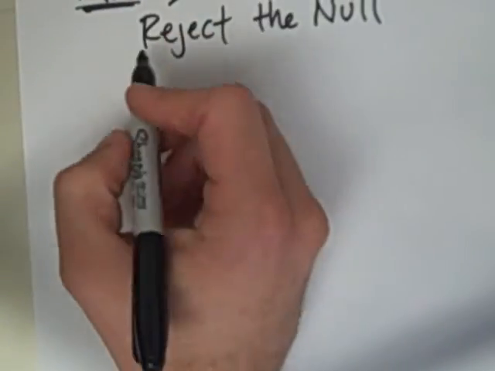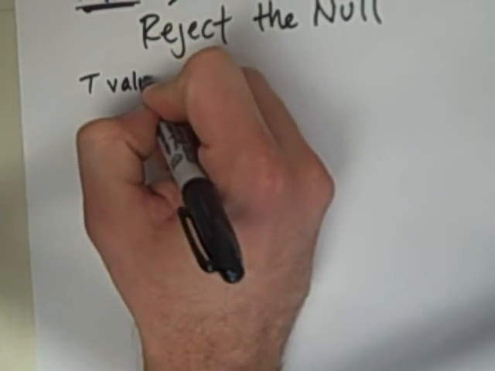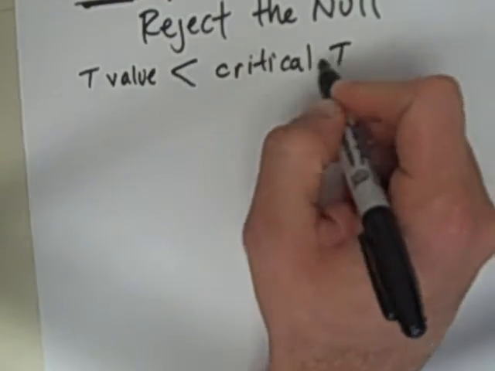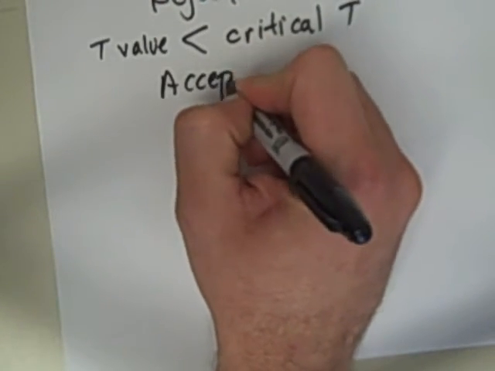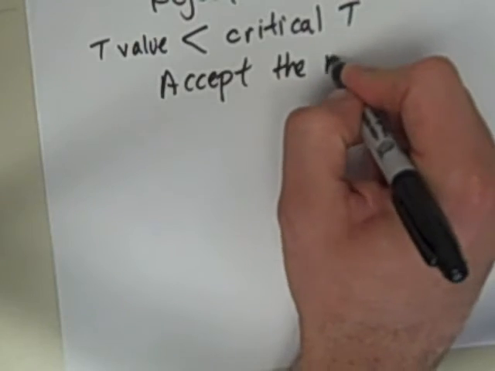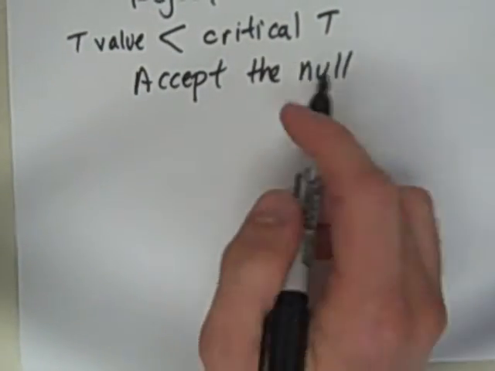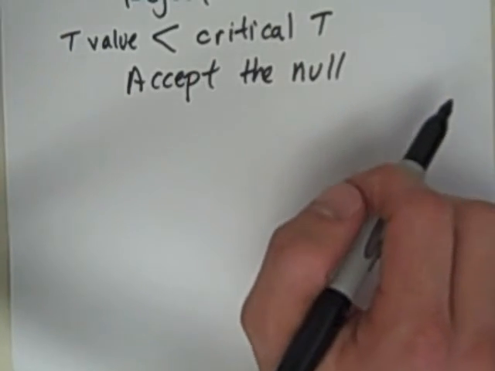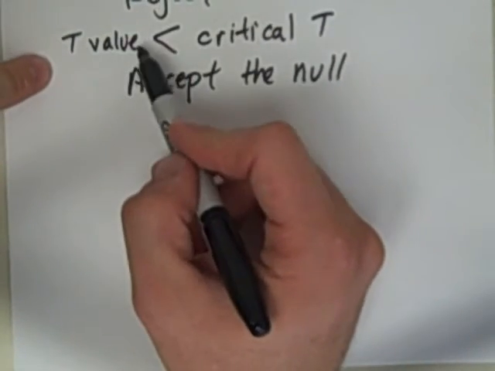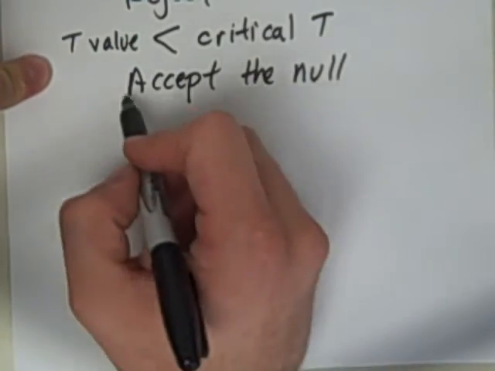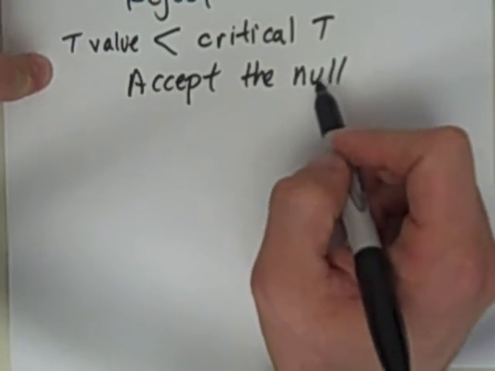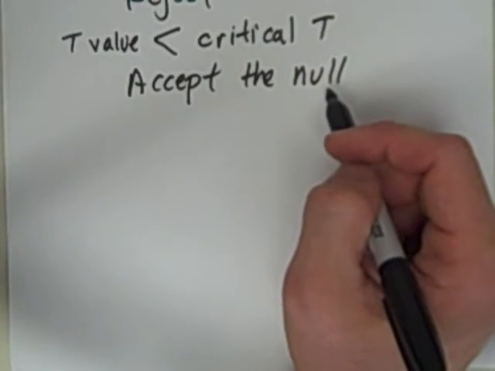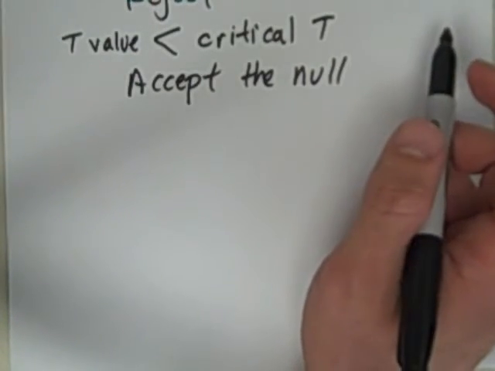You can say it the other way. You could say if your t-value is less than your critical t, then you accept the null. I've heard this also said, fail to reject the null, which I think is just making things more complicated. So if my t-value is less than my critical t, I'm going to accept this null hypothesis, which says, hey, the differences that we see between these two sets of data is just random weirdness.